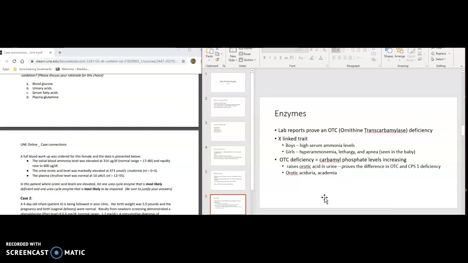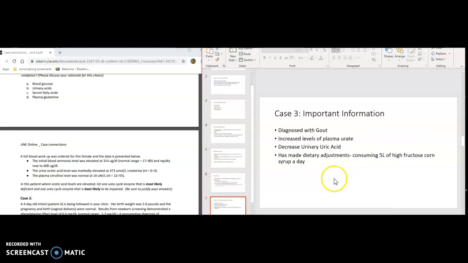An OTC deficiency triggers an increased carbamyl phosphate level. This in turn raises uric acid in urine. That's what differentiates an OTC deficiency and why it's not a CPS1 deficiency. We then see uric aciduria and acidemia, which are seen in the baby as well.